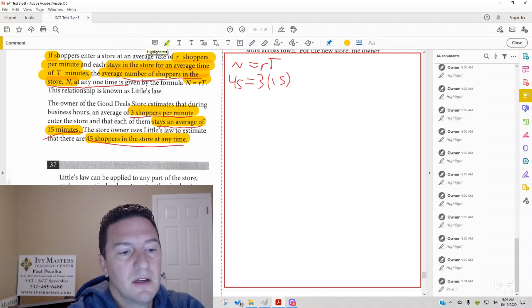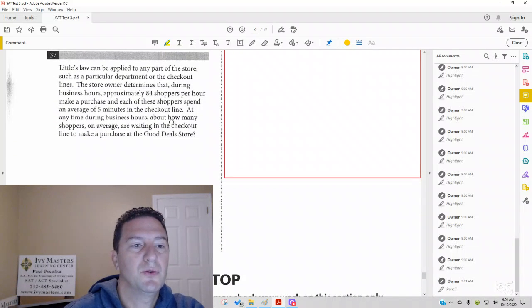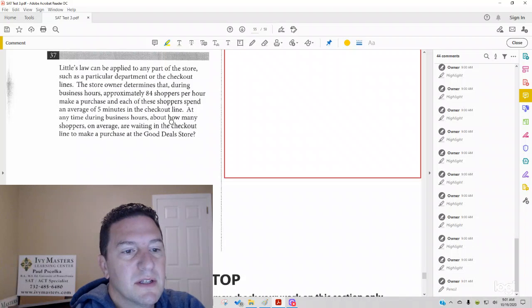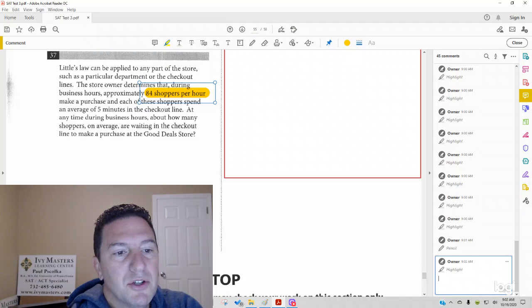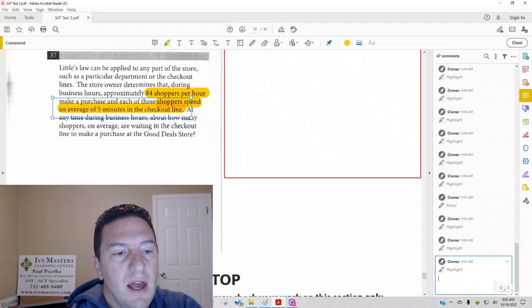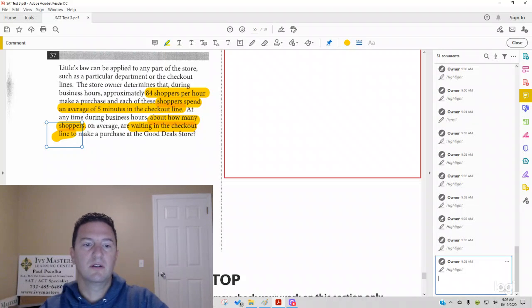Which says, Little's Law can be applied to any part of the store, such as a particular department or the checkout lines. The store owner determines that during business hours, approximately 84 shoppers per hour make a purchase, and each of these shoppers spends an average of 5 minutes in a checkout line. At any time during business hours, about how many shoppers on average are waiting in the checkout line to make a purchase at the Good Deals store?